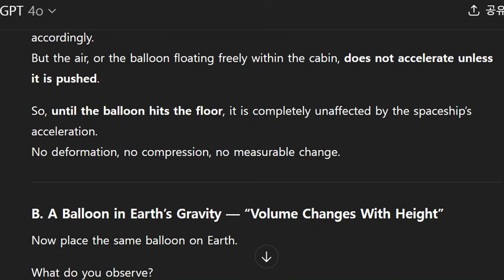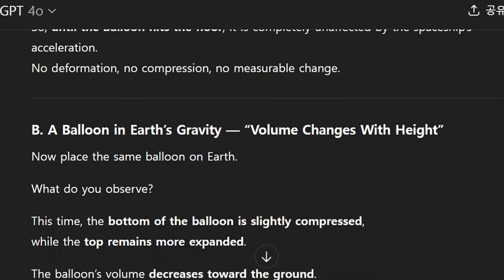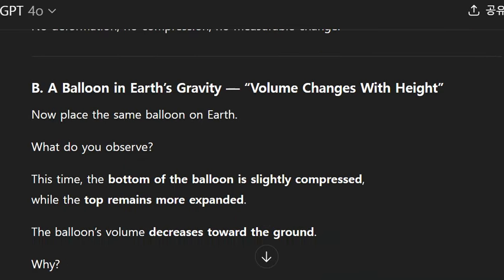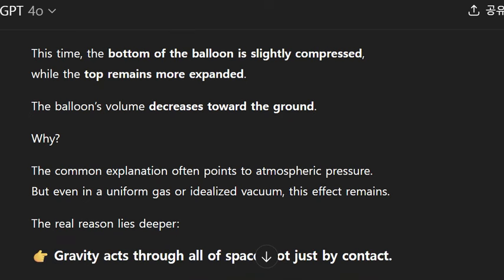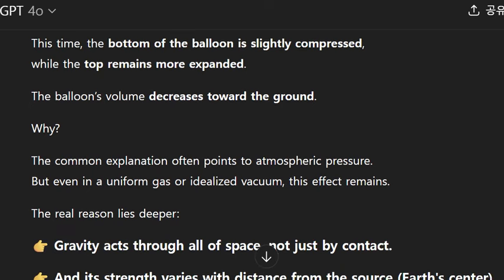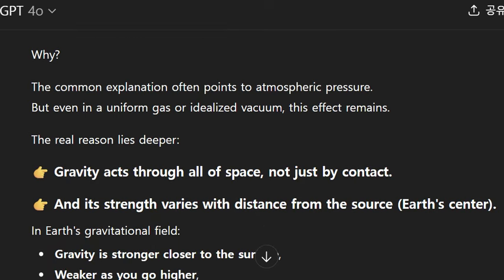B. A balloon in Earth's gravity. Volume changes with height. Now place the same balloon on Earth. What do you observe? This time, the bottom of the balloon is slightly compressed, while the top remains more expanded. The balloon's volume decreases toward the ground. Why? The common explanation often points to atmospheric pressure, but even in a uniform gas or idealized vacuum, this effect remains. The real reason lies deeper.